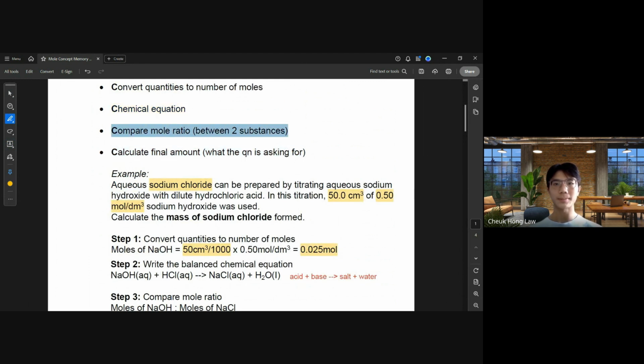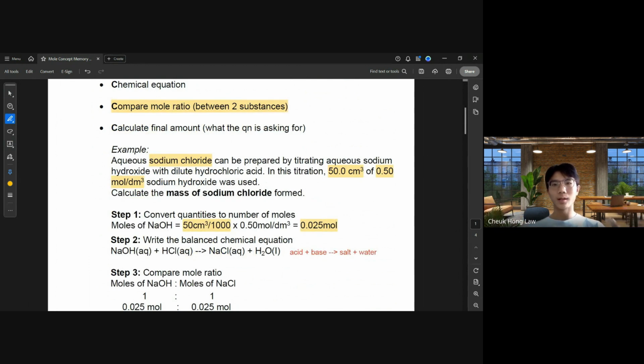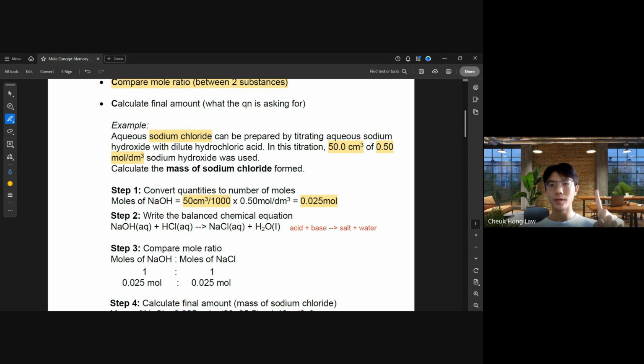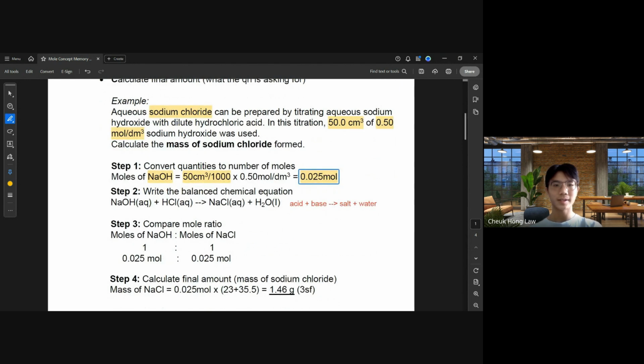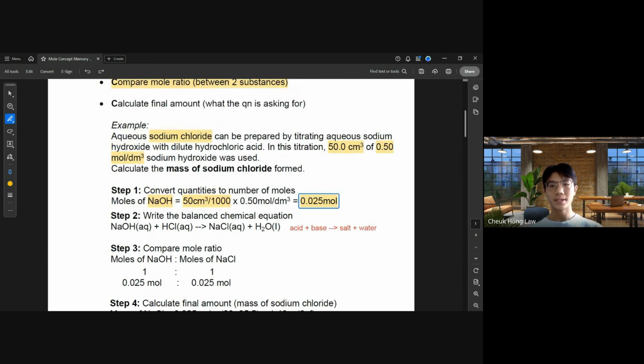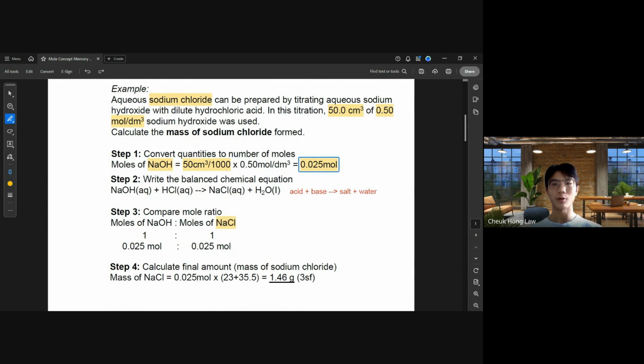Compare mole ratio between two substances. You might be thinking, how do I know what are the two substances that I need to compare the mole ratio of? The first substance is the substance where you know the exact number of moles. Is there any substance here that we know the exact number of moles of? Yes, sodium hydroxide. We just found that the number of moles of sodium hydroxide is 0.025 moles. So that's the first substance that I want to compare. Then what is the second substance? It's related to what the question is asking for. What is the question asking for? Mass of sodium chloride. So I want to compare it with sodium chloride.